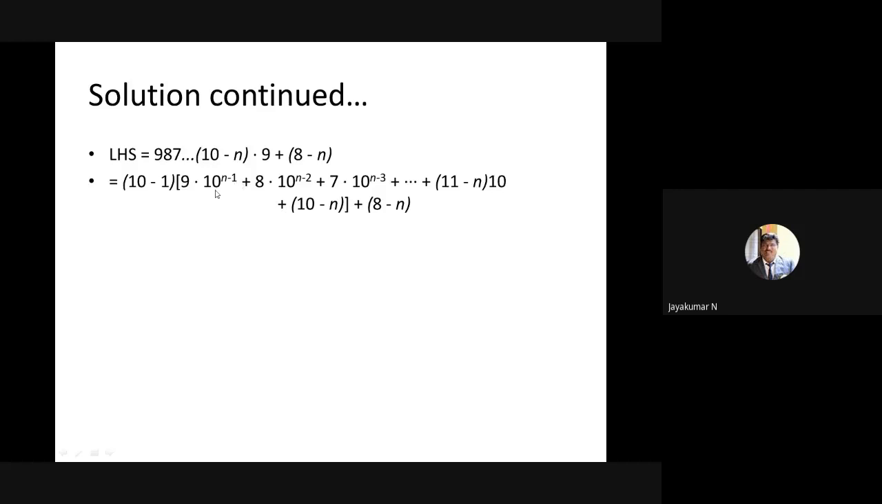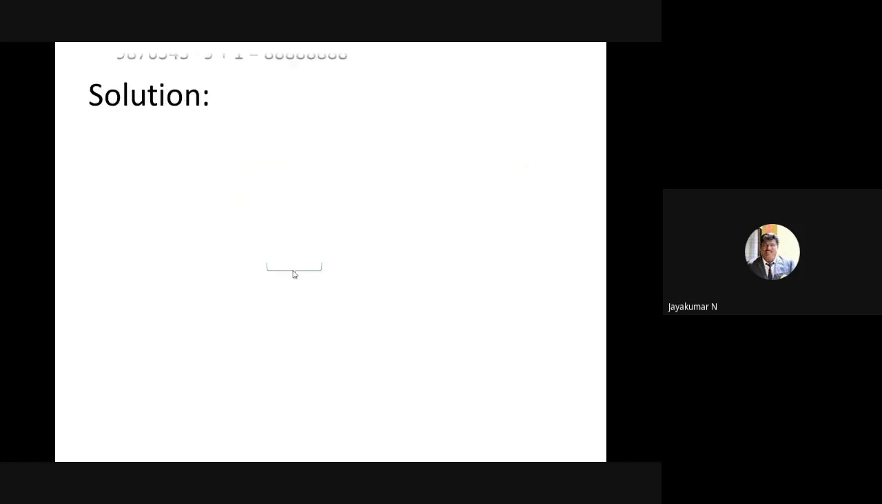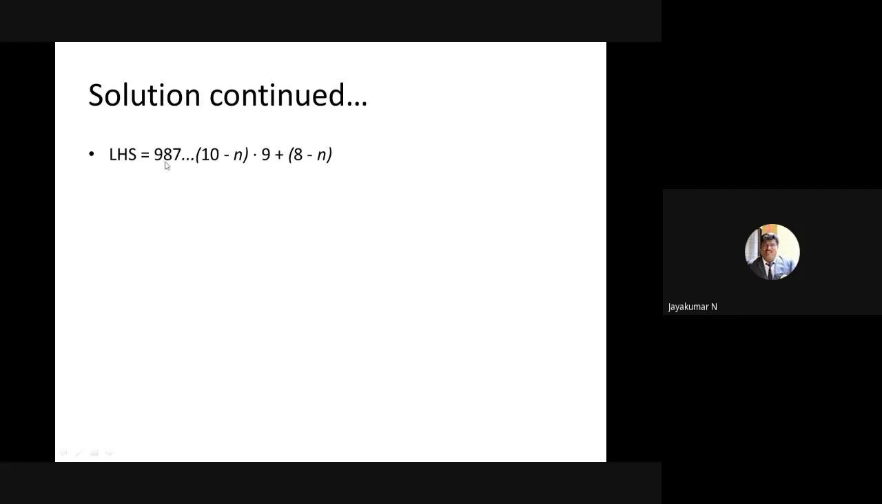Please observe the question. First equation I have 1 digit. Second equation I have 2 digits. Third equation I have 3 digits. 3 digits means I have to start with 10 power 2. So n digits means I have to start with 10 power n minus 1. So I start with 9 into 10 power n minus 1, 8 into 10 power n minus 2, and so on. The last number is 10 minus n.